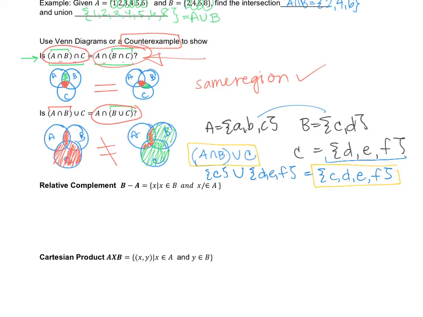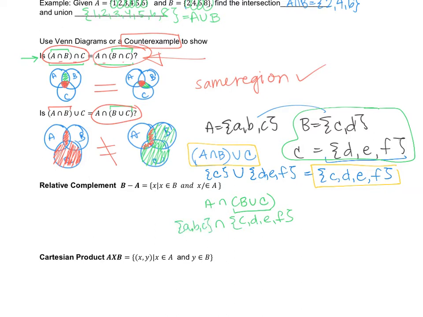Now let's go the other way. Let's look at the right side. A intersected with B union C. Let's go to the parentheses first, B union C. So that's putting B and C all together. So we have C, D, which is duplicated, that's fine, E, F. So C, D, E, F. Now we want to intersect that with A. I'm going to write out set A, which is A, B, C. And what's their intersection? It's just C.